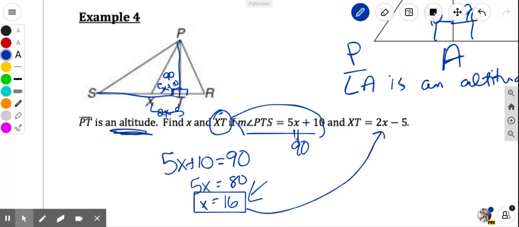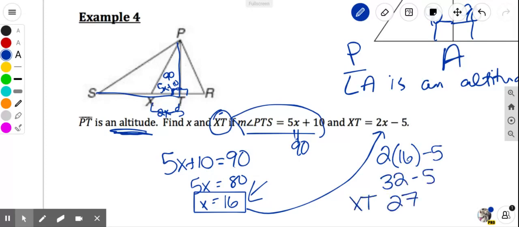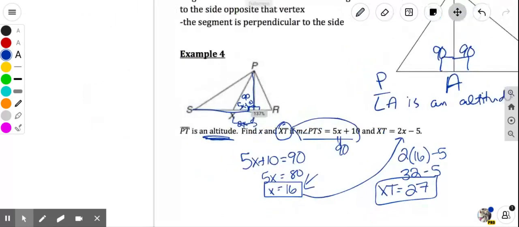So now we can take x is 16 and plug it in here for XT. So we're going to have 2 times 16 minus 5. 2 times 16 is 32. Minus 5 would be 27. So the measure of that segment is 27. So again, the segment and the angle are completely unrelated. I just wanted to get that out there for when you see it on your practice.